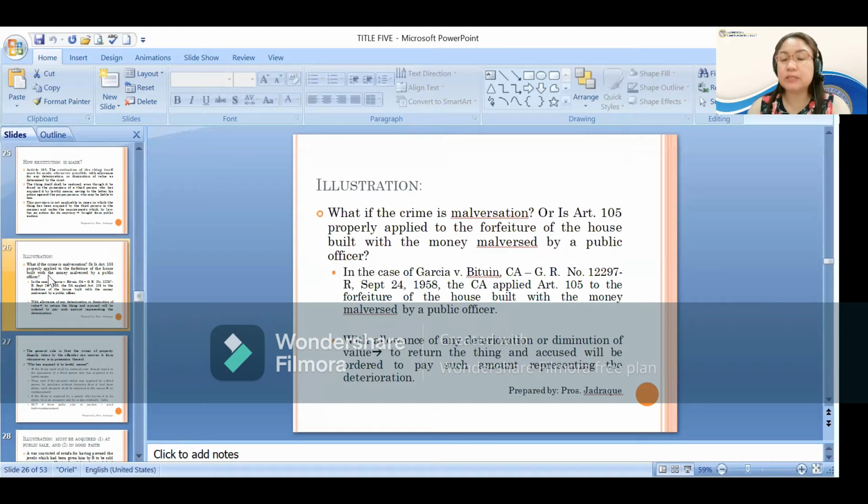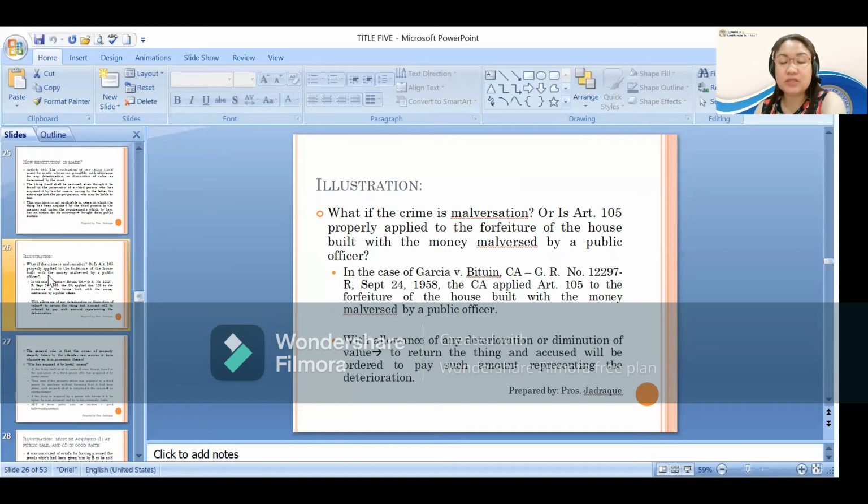Okay, to illustrate the provision, what if the crime is malversation? Is Article 105, remember on restitution, properly applied to the forfeiture of the house built with the money malversed by a public officer? Now you have there the case of Garcia versus Between, wherein the High Court applied the provisions of Article 105 to the forfeiture of the house built with the money malversed by a public officer.